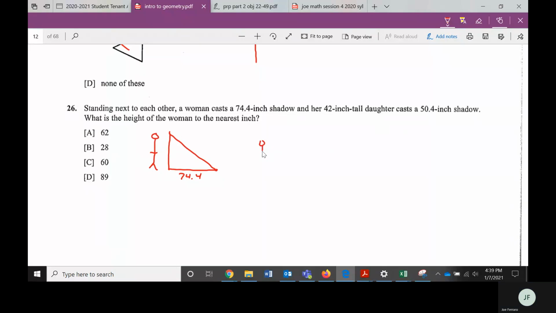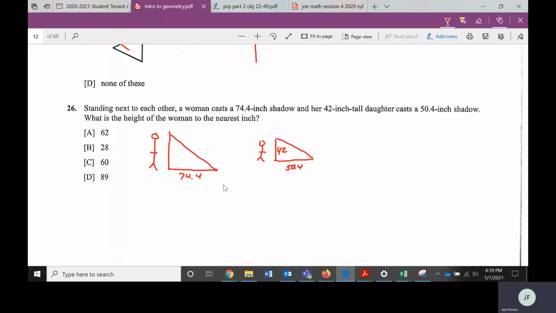We have a girl, her shadow is 50.4, and they give additional information. Her height is 42. Okay, so these are going to be similar because in problems like this, the sun is up here, and it's going to be casting at the same angle if they're standing next to each other. Now, I didn't draw them right next to each other, but these would be proportional or similar triangles because where the sun is in relation to both of them is going to be the same.